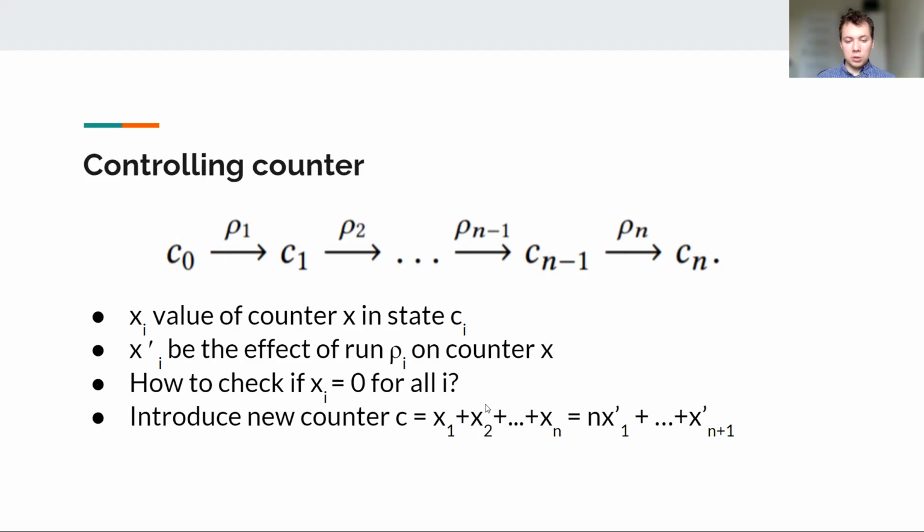So we will introduce a new counter C, which at the end will equal exactly this sum. This sum can be transformed into the sum n times x1 prime plus n minus 1 times x2 prime, and so on.